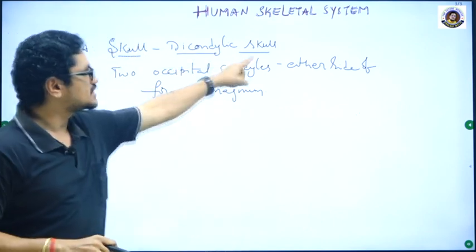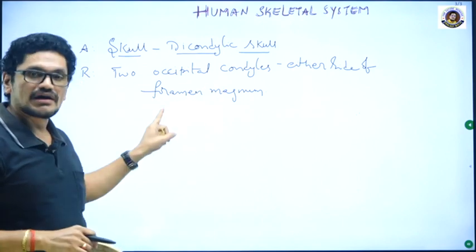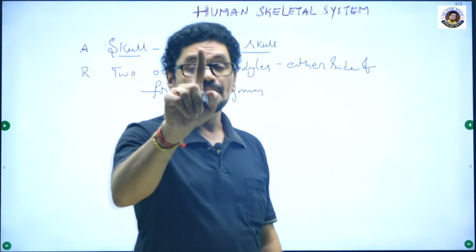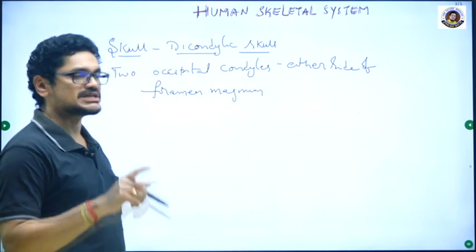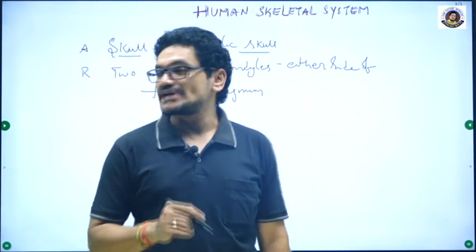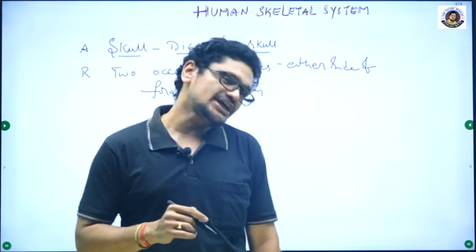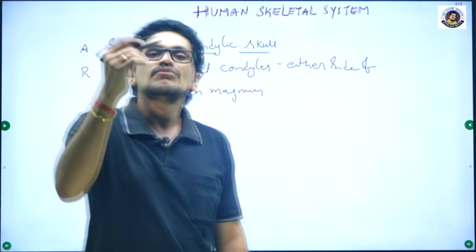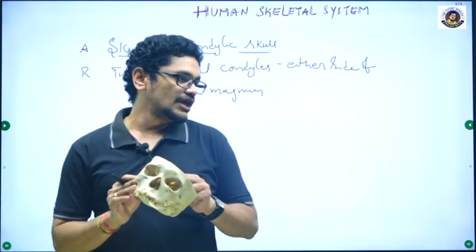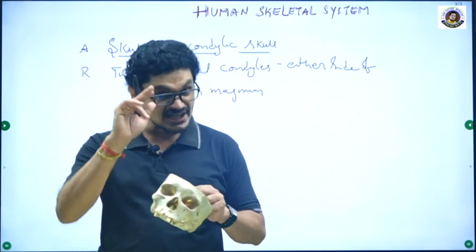Okay, skull is dicondylic, two occipital condyles are present on either side of skull. If you observe the monocondylic skull, single occipital condyle is present, generally seen in birds. So, because of having single occipital condyle, the movement of the skull will be a bit more when compared with the dicondylic skull. In dicondylic skull, the movement is restricted. There is a reason for it.